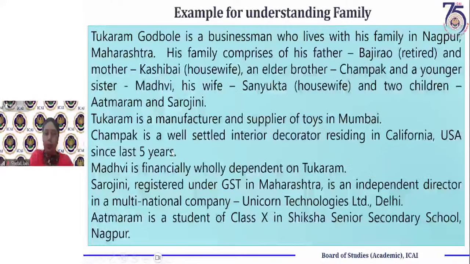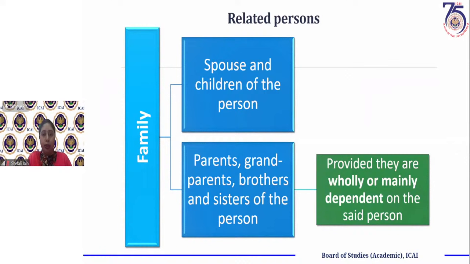Let us once again see the definition of family. Spouse and children will be related to a person even if they are not dependent on him. Even if they are independent, we'll say that they are his family. But parents, grandparents, brothers, and sisters will be considered as related only when they are wholly or mainly dependent on that person financially.